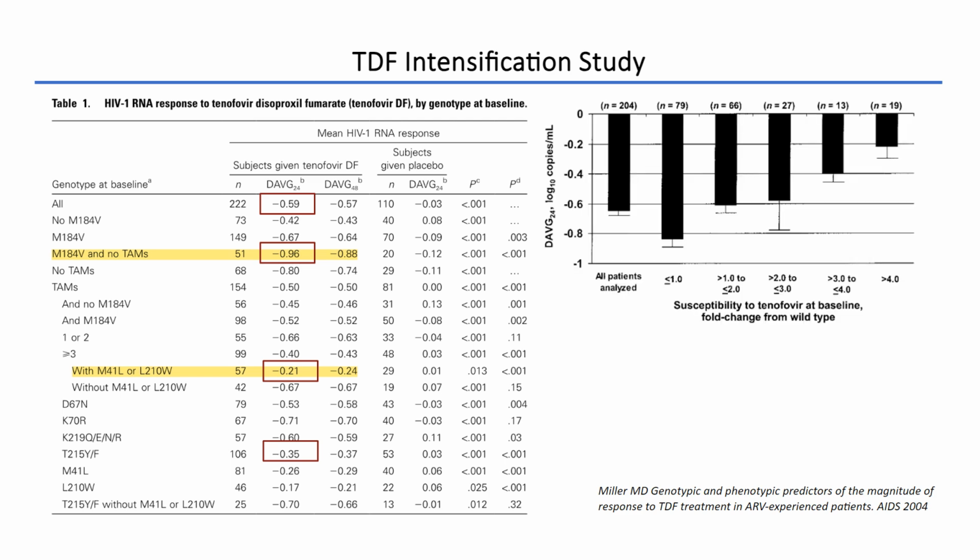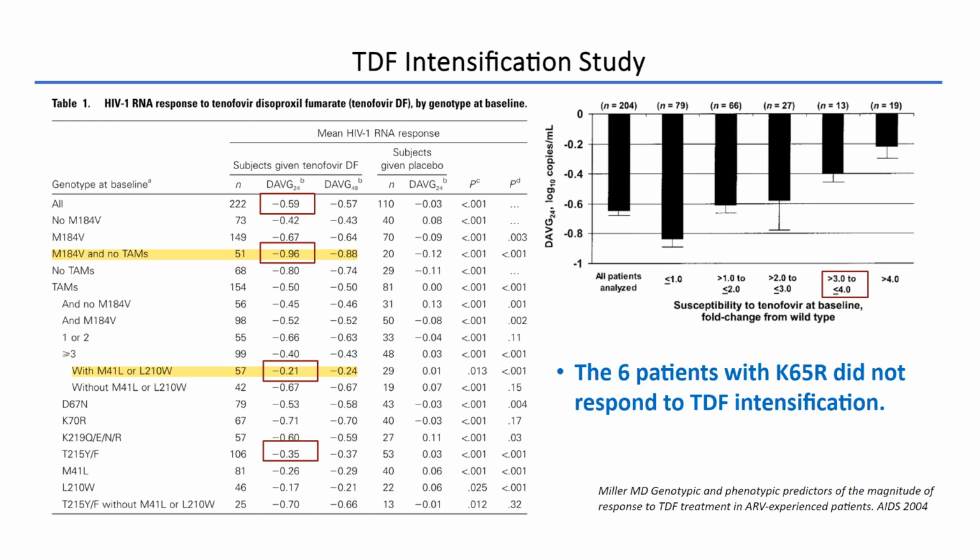The figure on the right shows that at a reduction in susceptibility above 3 to 4-fold, there was also a minimal response to tenofovir intensification. Although the results were obtained using the antivirogram, which is no longer available, it does demonstrate that low-level reductions in susceptibility to tenofovir can be clinically significant. There were 6 patients with K65R, and each of them had no virological response to tenofovir intensification.